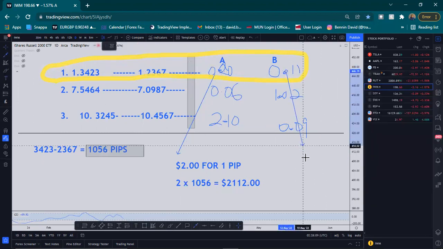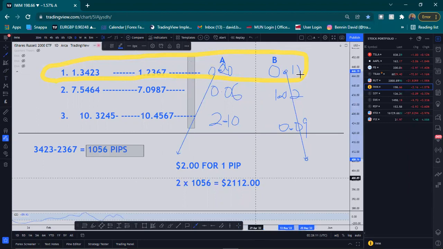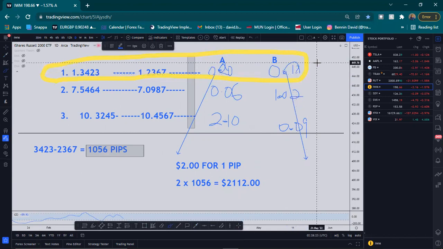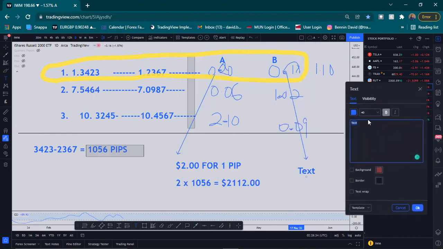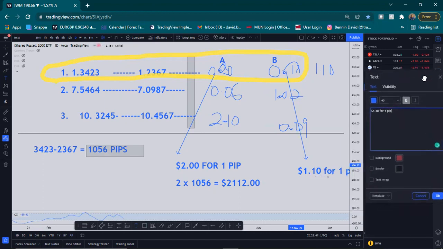And then you look at B. This is another person that took the same trade, but that person used a lower lot size of 0.11. So for 0.11, move the decimal point from here to here, so it was 1.10. The money that would be made for one pip is $1.10 for one pip.